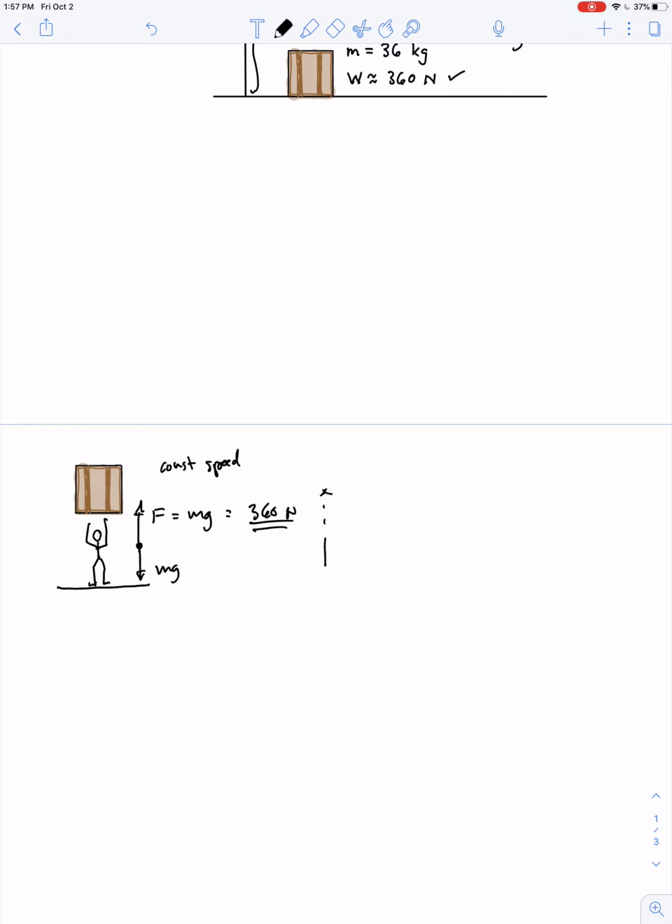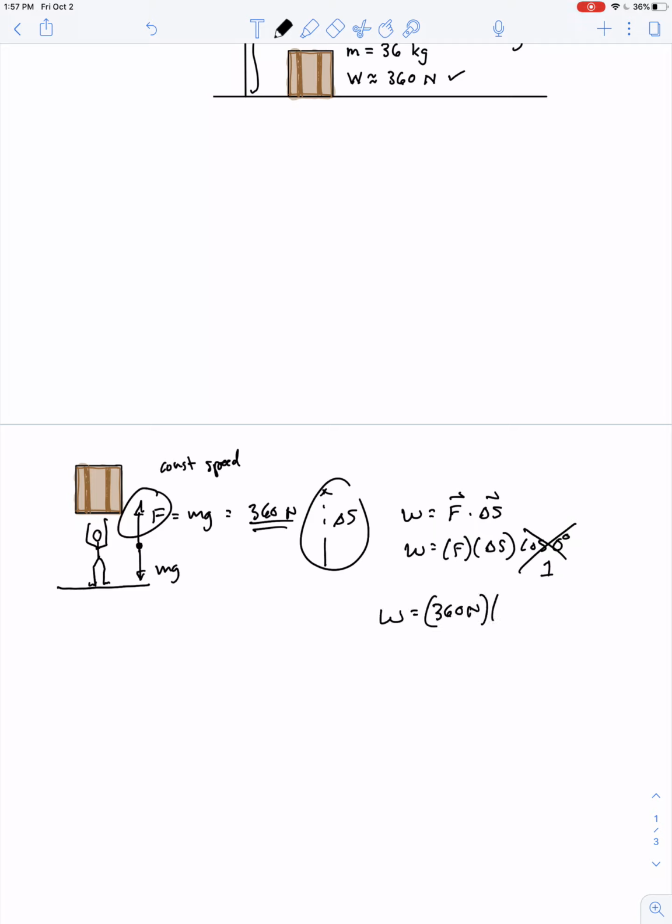So if the force is a constant value, we can just say work is equal to F dot delta S. And in this case, it's the magnitude of the force times the magnitude of the displacement, and cosine of 0 degrees, because your force points in the same direction as delta S. Cosine of 0, of course, is just 1. So this is a very simple calculation. The work would be 360 newtons multiplied by 5 meters. That's the same thing, by the way, as 180 newtons times 10 meters, which is 1,800 joules.